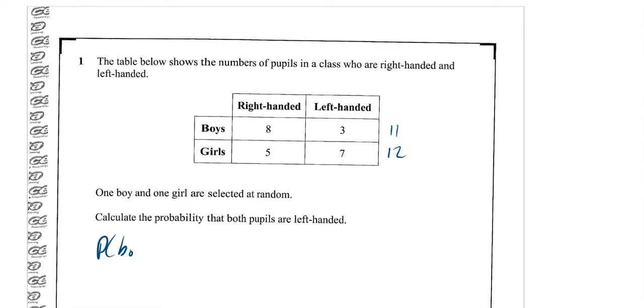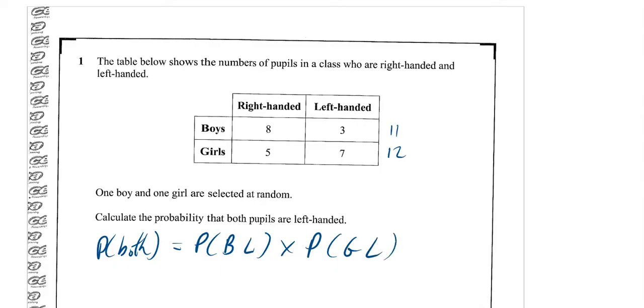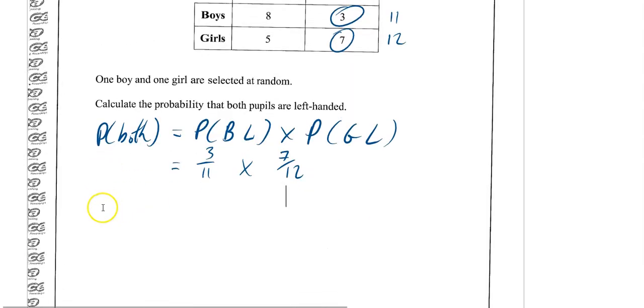So probability both. That means you've got a boy is left-handed and a girl. So it's multiplied. When you say and, you multiply, and also a girl is left-handed. So the probability a boy is left-handed, you've got 3 out of 11, so it's 3 over 11. And then times the probability a girl is left-handed, it's 7 out of 12. And then you just multiply that and see what you get. So putting 3 over 11 times 7 over 12 into your calculator just comes out as 7 over 44.